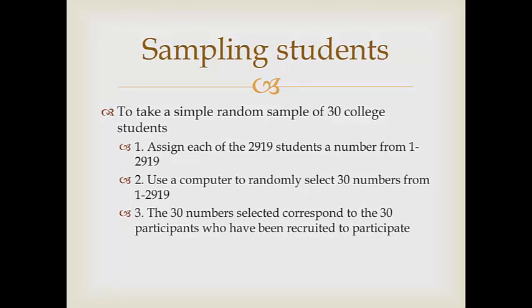To take a simple random sample of 30 college students, we would start by assigning each of the 2,919 students in the population a number from 1 to 2,919. Then we would use a computer to randomly select 30 numbers from that set of numbers 1 to 2,919. Finally, the 30 selected numbers correspond to the 30 participants who've been recruited to participate.